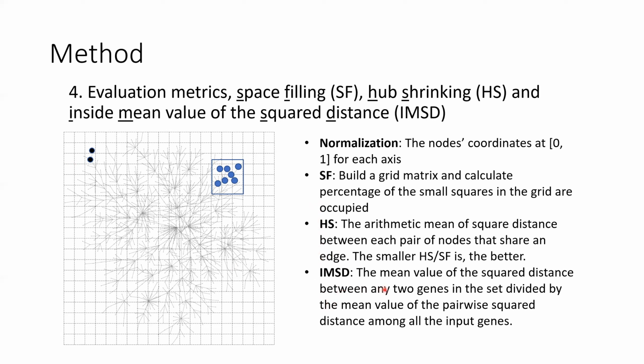IMSD is defined as the mean value of the square distance between any two genes in the set divided by the mean value of the pairwise square distance among all the input genes. Such as the nodes in blue color indicate they are annotated under the same group, we expect the distance among them to be small.